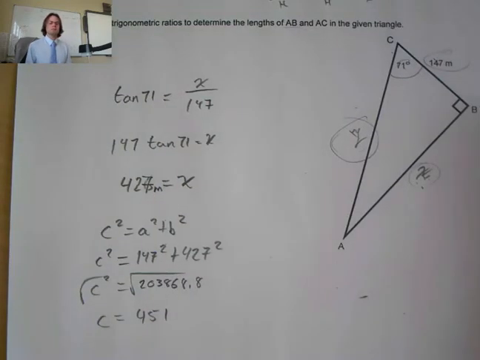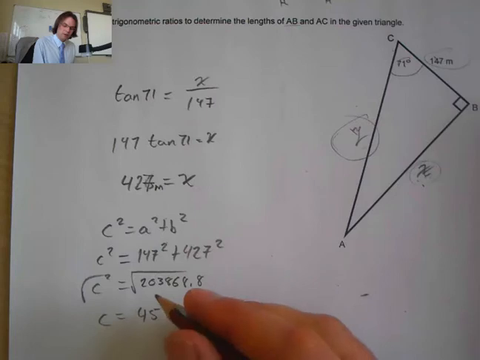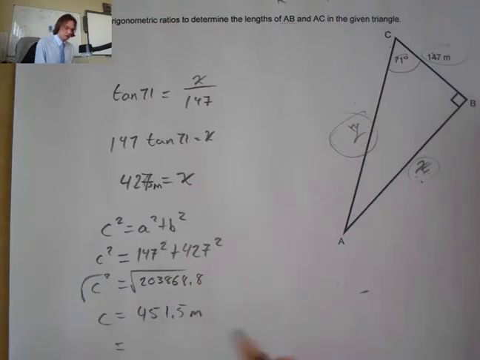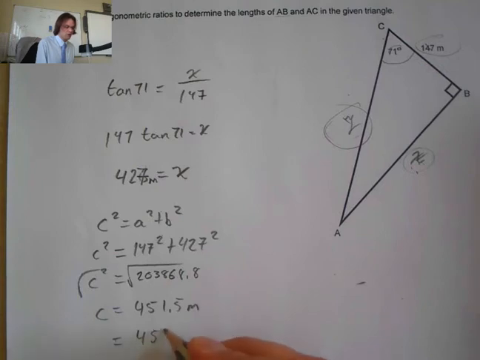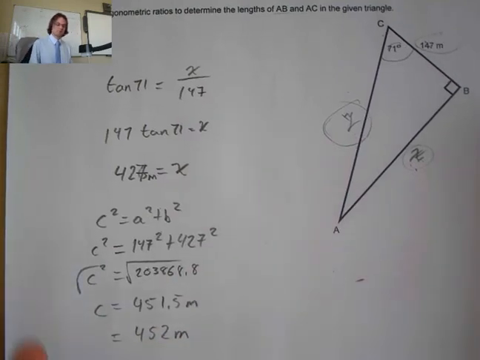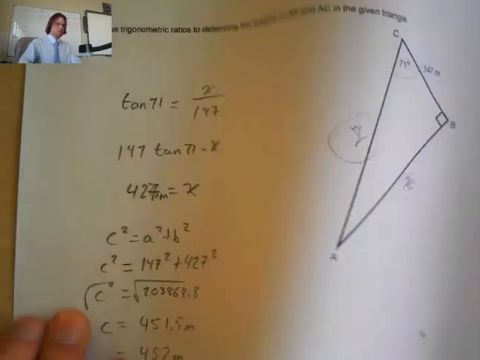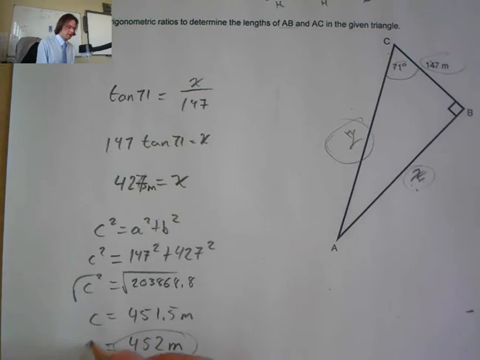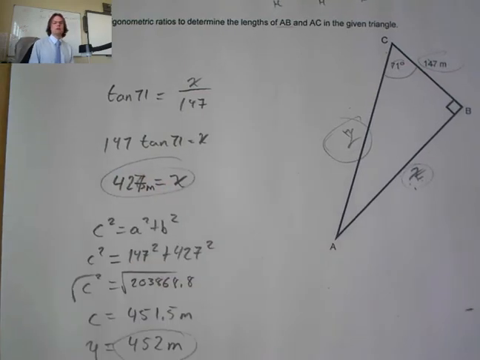And that's it. So we get 451.5 meters. So that's actually 452 meters. So we have to round up. So now we found both. This is actually y, and I found x. So I found all of my sides.